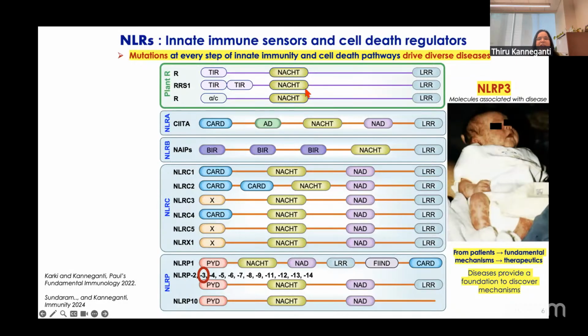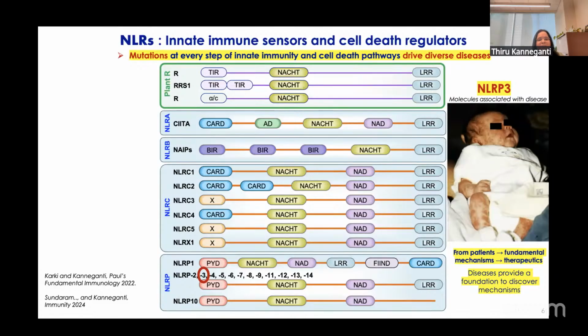As you can see here, the central NACHT domain is there for oligomerization, and then there are C-terminal leucine-rich repeats. The fascinating aspect of these sensor molecules is that they have N-terminal CARD, pyrin, or BIR domains that are essential for protein-protein interactions and forming complexes. So the N-terminal region dictates the type of complexes that can form or bind to induce inflammatory responses and cell death.